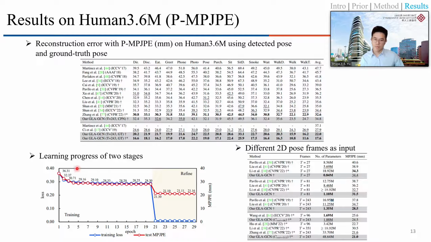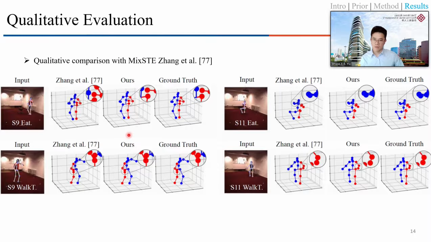Regarding the learning progress, our method can converge very quickly at both stages, and the model size of our model is relatively larger than the state-of-the-art method. Regarding the visualized results for the qualitative evaluation, our method can outperform the state-of-the-art method MixSTE for most scenarios, but occasionally it can also underperform this method.